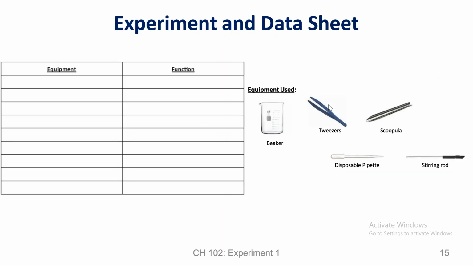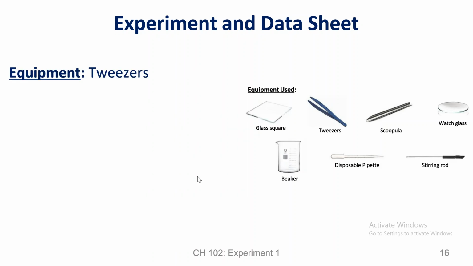All right, so here's the experiment on the data sheet that you see on your lab data sheet. The equipment that we'll be using in this is the beaker, tweezers, scopula, disposable pipette, and stirring rod. So I want you to write the equipment here, and I want you to list the functions. So we talked about this in experiment one, so we're going to go over this briefly again, the equipment and the function. So let's start. So for the first box, write tweezers, the equipment we'll be using.